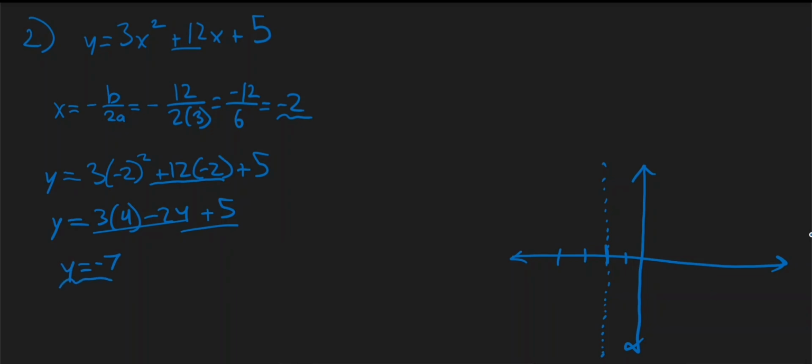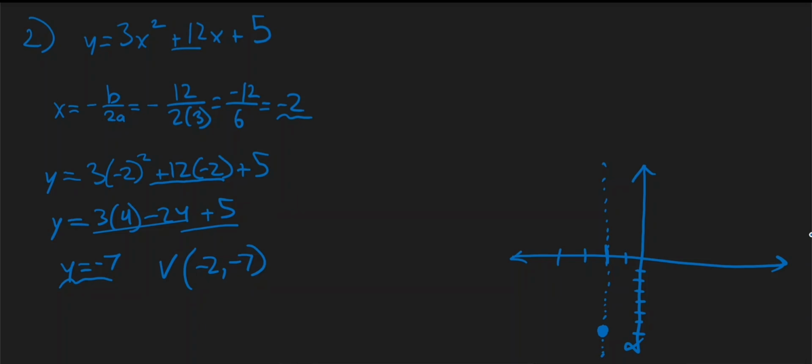All right, so we now know where the vertex is located. It is at negative 2, negative 7. And we can pinpoint that on the graph as well. So negative 2, negative 1, 2, 3, 4, 5, 6, 7. And that would be where the vertex is located. And the a term is positive for this, so the graph should be opening upwards.